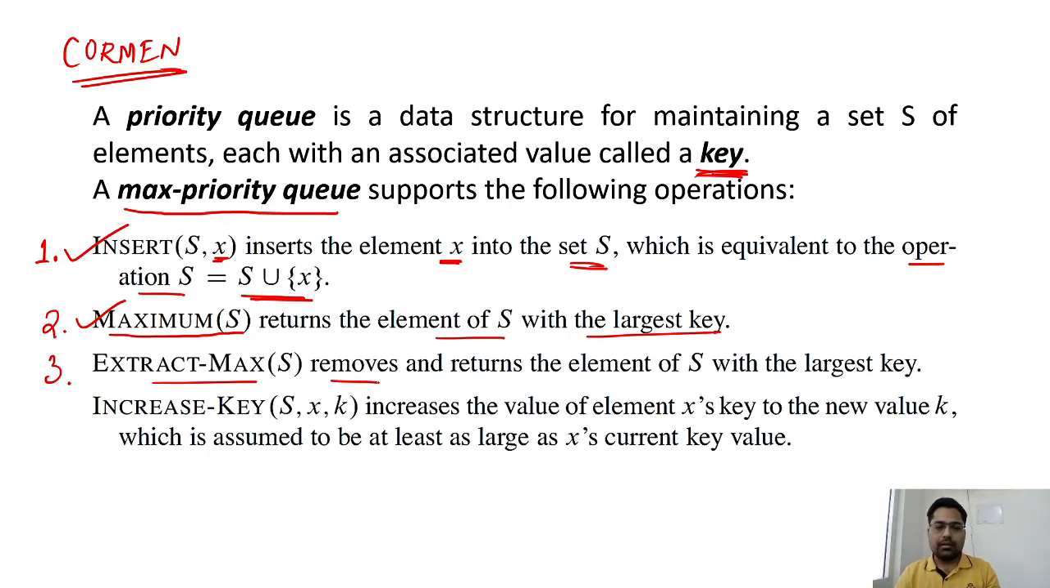Basically, it is written: removes and returns the element S with the largest key. The key means the elements present within the array. Whenever we are reading the implementation, that time we will be reading this one.